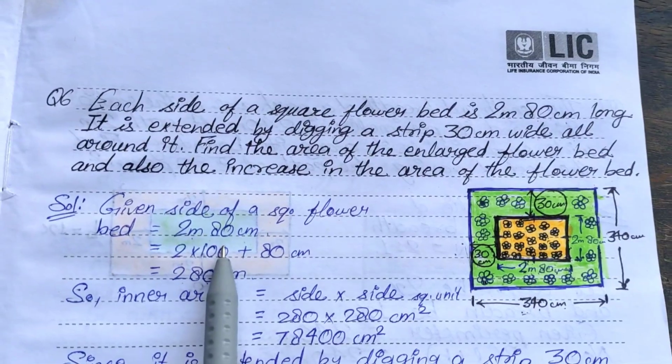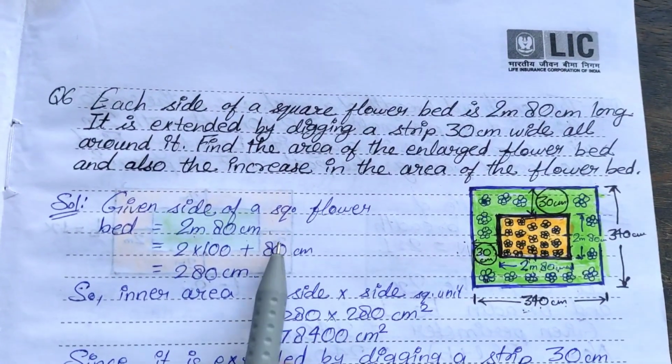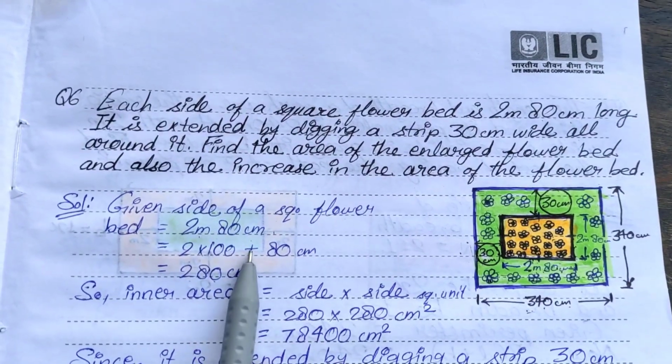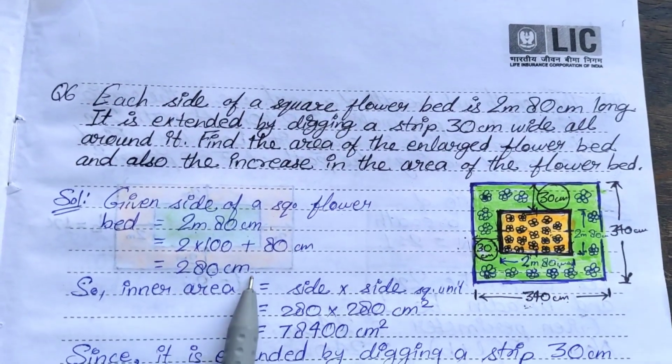First, given side of a square flower bed, given side is 2 meter 80 centimeter, convert it into centimeter, we have 280 centimeter.